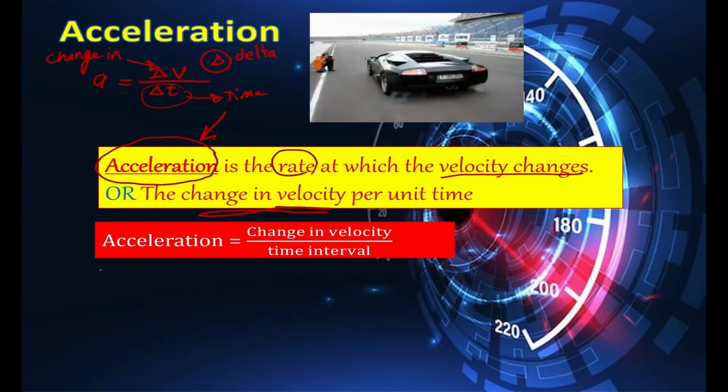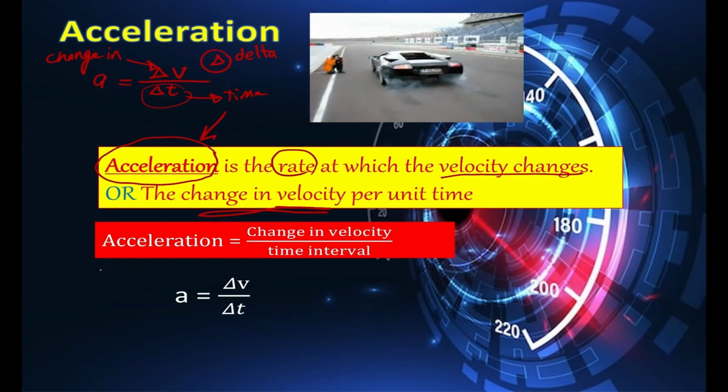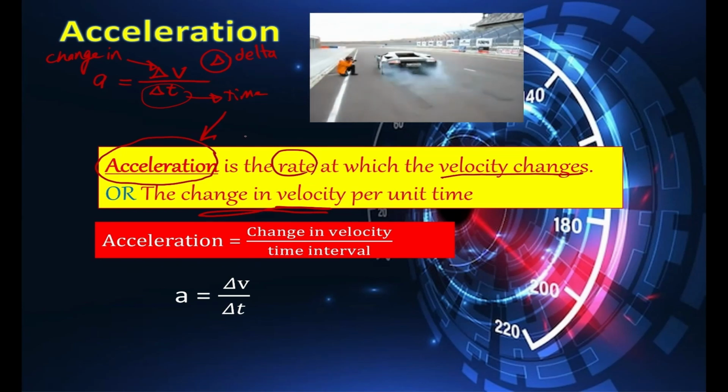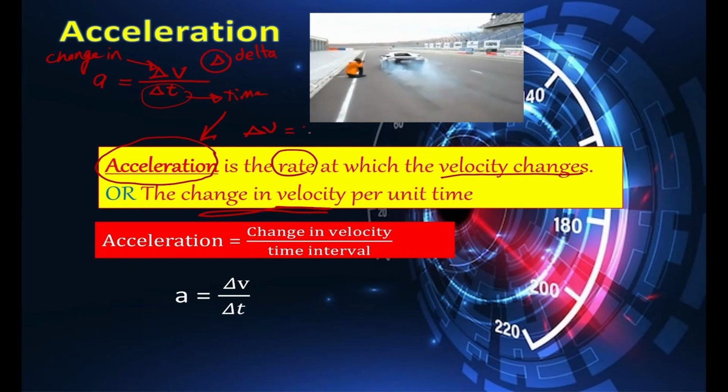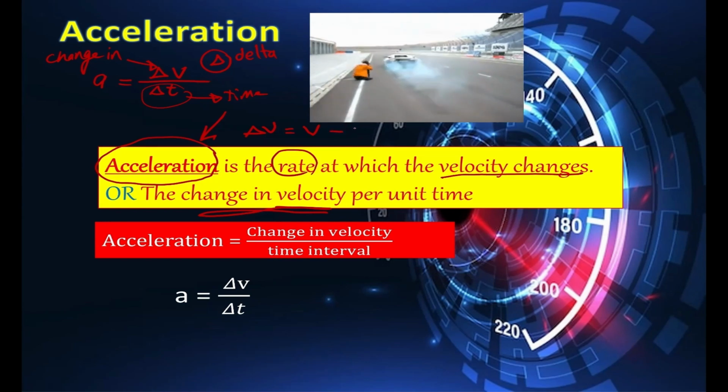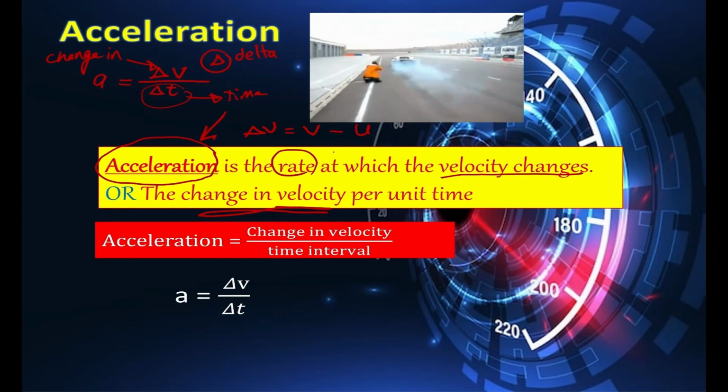Again, the acceleration equals the change in velocity over the time interval. It equals delta v over delta t. How to get the change in anything? The change in anything equals the final minus the initial. The final velocity here will be represented using v, and the initial velocity will be represented by u. So that change in velocity equals the final velocity v minus the initial velocity u.